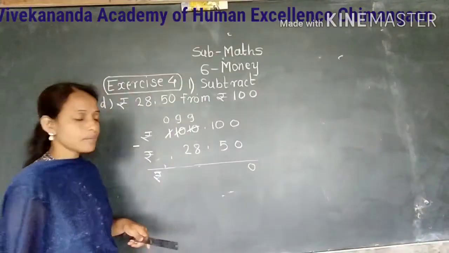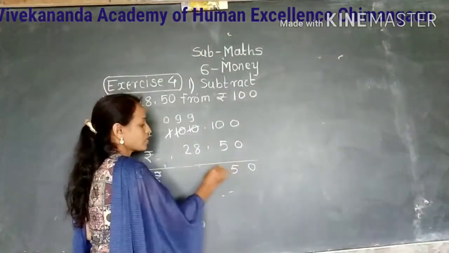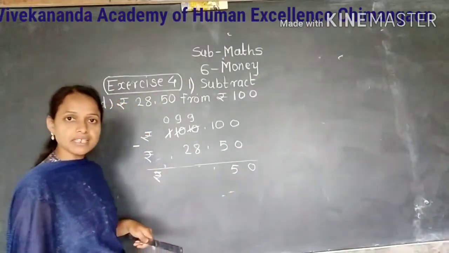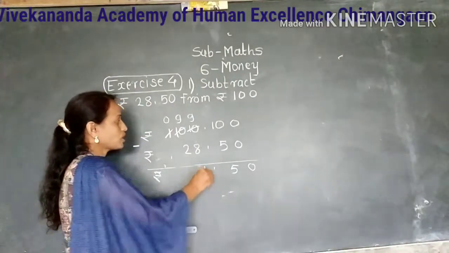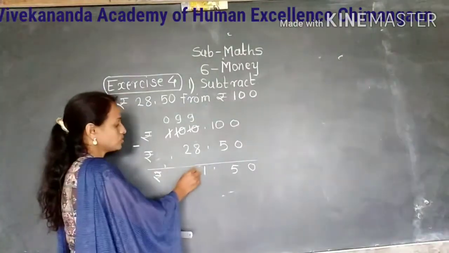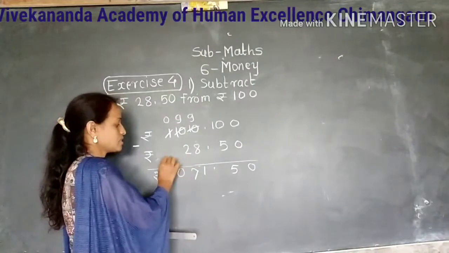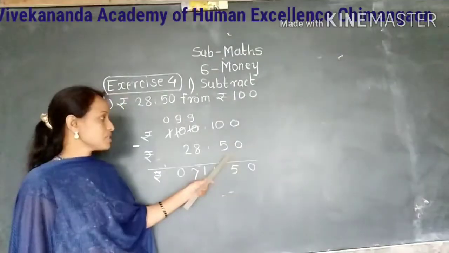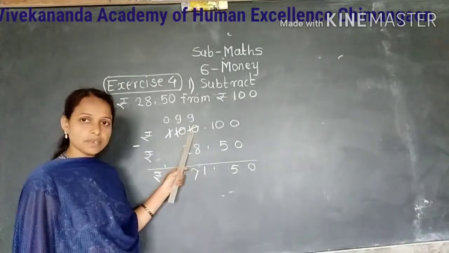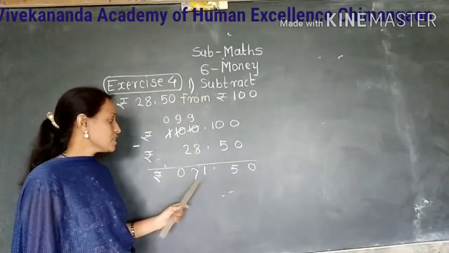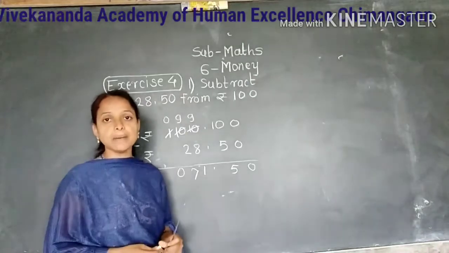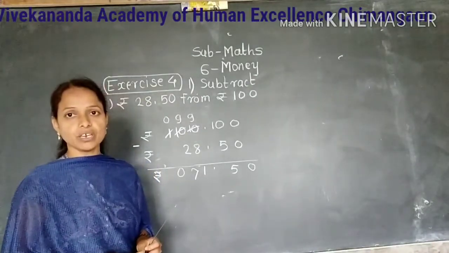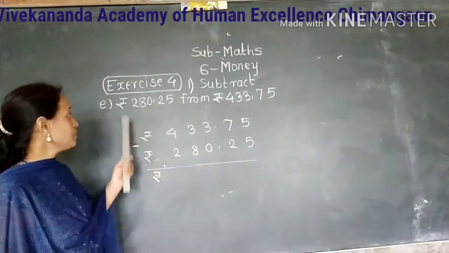0 minus 0, 0. 10 minus 5, 5. Put the dot. 9 minus 8, 1. 9 minus 2, 7. 0. And in this way, by subtracting 28 rupees 50 paise from 100 rupees, we get the answer 71 rupees 50 paise. Okay.